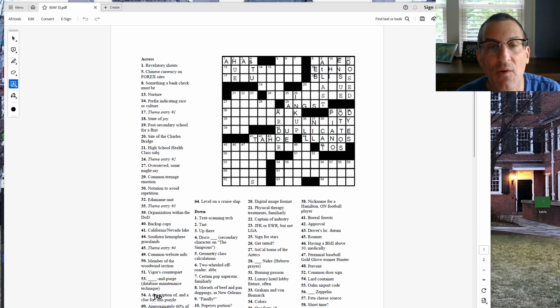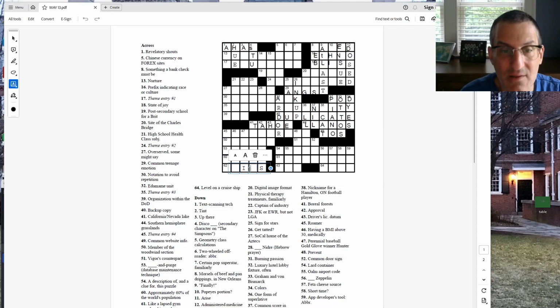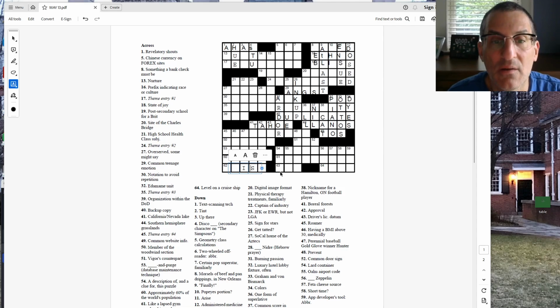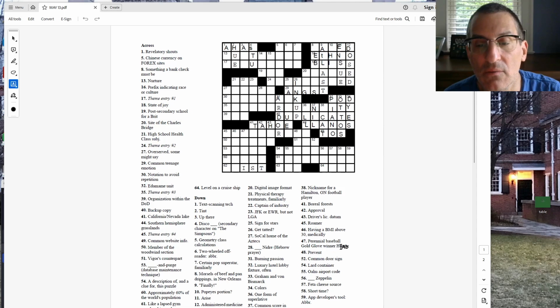62, certain faith follower. Something is. It could be deist, but I hope not. We include deist differently with some reference to the founding fathers, usually. Perennial baseball gold glove winner hunter. I don't know. It ends in I. Some like roamer. Having a BMI above 30 medically. Probably that's obese.